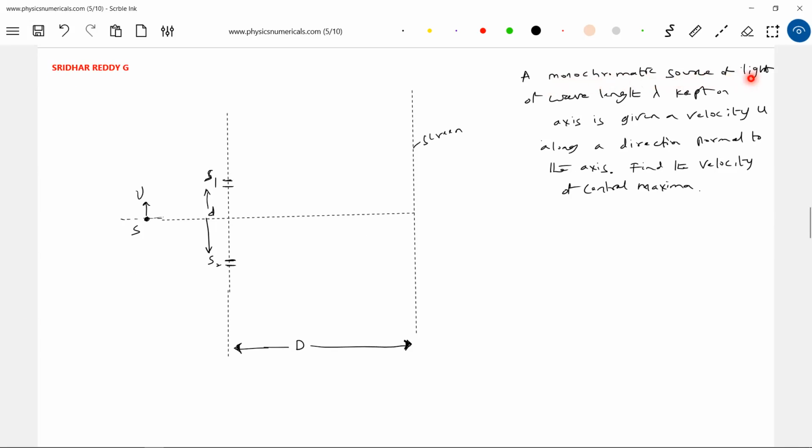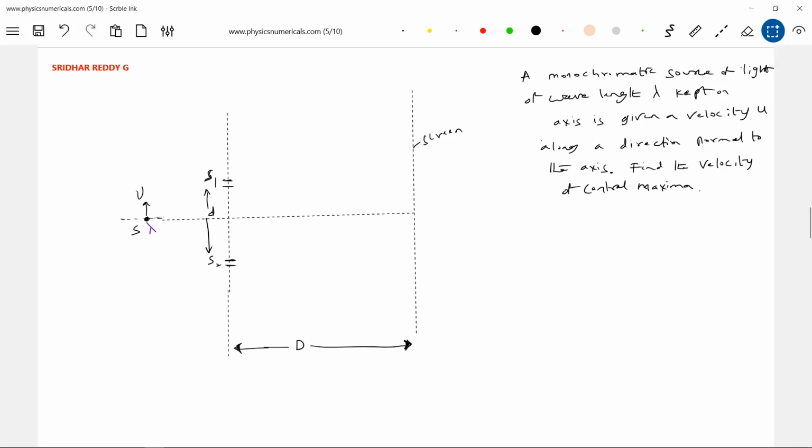A monochromatic source of light of wavelength lambda kept on axis is given a velocity u along a direction normal to the axis. Find the velocity of central maxima, it is asking. Okay, this particular source has wavelength lambda. It will be given a velocity u. At that instant, it's asking what is the velocity of the central maxima.